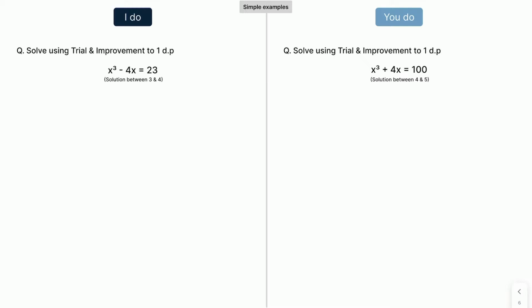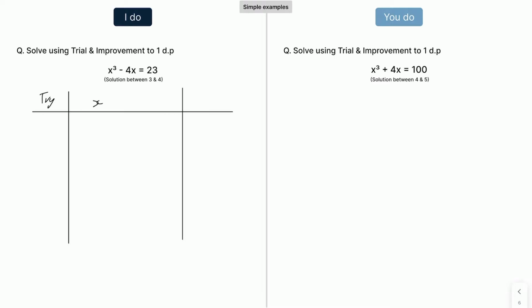So with these types of questions, there's a specific way you have to answer them. We've been told in the question to answer it using the trial and improvement method and give the answer to one decimal place. So the way you answer these questions, you draw a line like that, and a line across. In the middle, we just write what we've been given in the question. So that's x cubed minus 4x is equal to 23. And on the right, we write small or big.